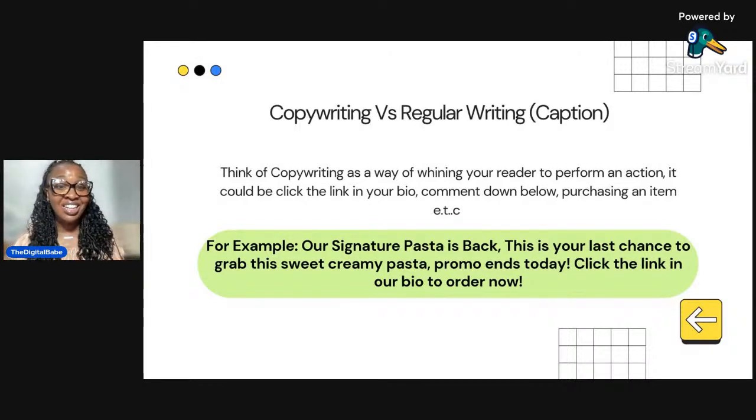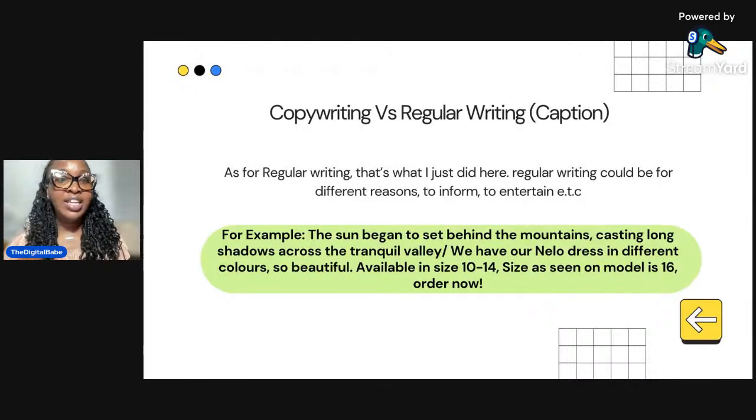That sounds so boring, as opposed to this one. So this is what a copy looks like. This is the art of copywriting, basically. And then now we have regular writing. As for regular writing, that's what I just did here. Basically, jokes on me, but that's what I just did here.